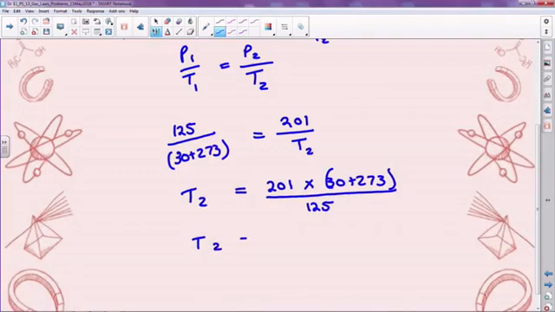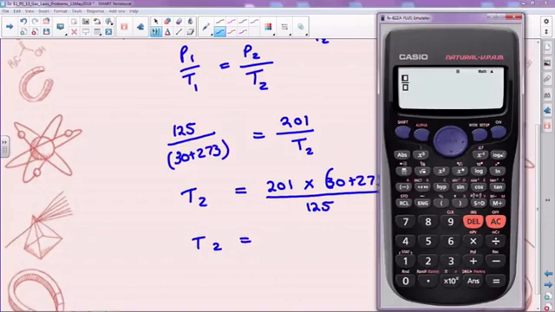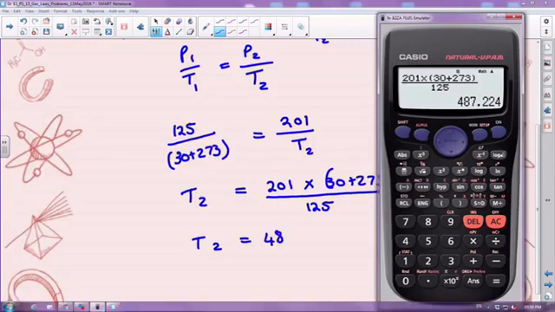Okay, and so we need to go and find our calculator. Put this into the calculator. So I'm going to have 201 multiplied by, here I'm going to do my brackets, 30 plus 273, and then I'm going to divide that by 125, and my answer is going to be 487.22 Kelvin. Okay, Kelvin, I did the conversion.